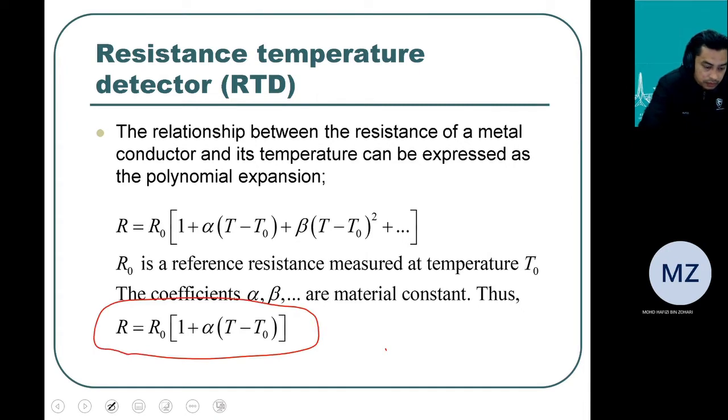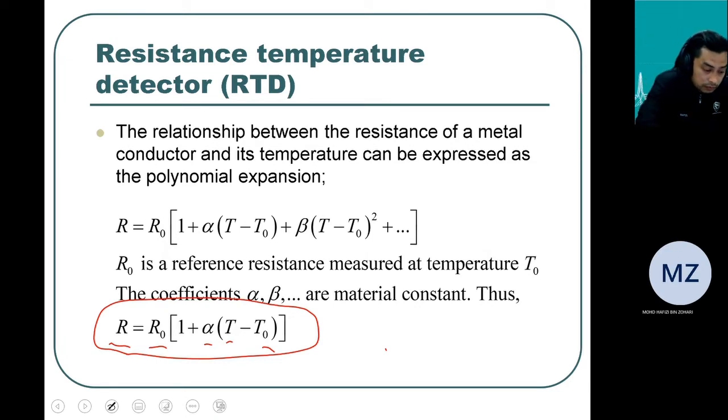So we have R, the resistance that we want to measure. R naught is the initial resistance. Of course, this one is the coefficient. Different materials have different coefficients, and T is the temperature that we want to measure, that we want to look for, and then T naught is the original, the earlier temperature.